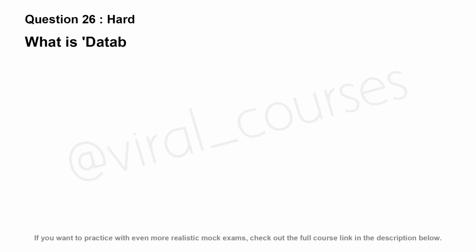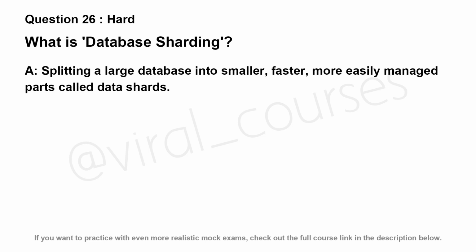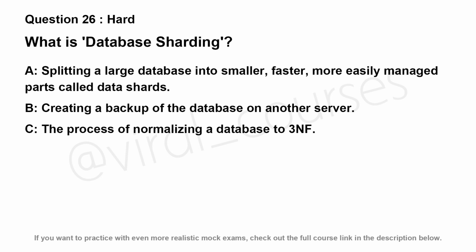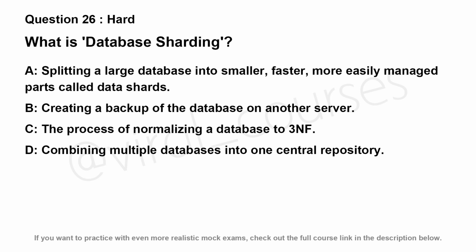What is database sharding? Option A. Splitting a large database into smaller, faster, more easily managed parts called data shards. Option B. Creating a backup of the database on another server. Option C. The process of normalizing a database to 3NF. Option D. Combining multiple databases into one central repository.